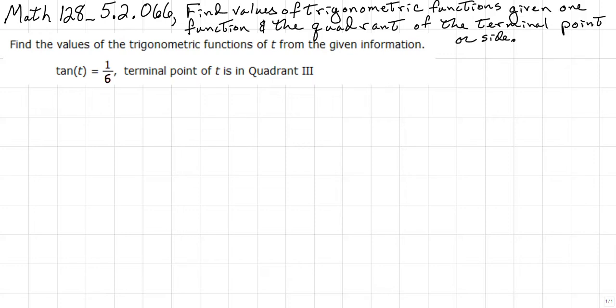Find the values of the trigonometric functions of t from the given information. Tangent of t equals 1 over 6. Terminal point of t is in quadrant 3.